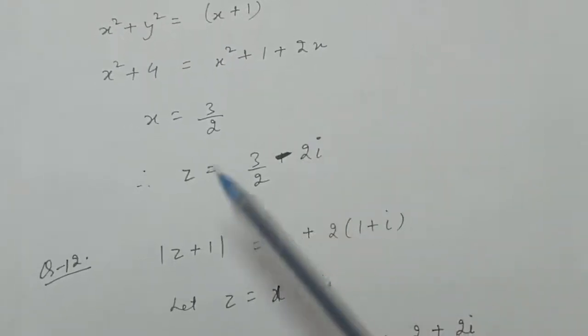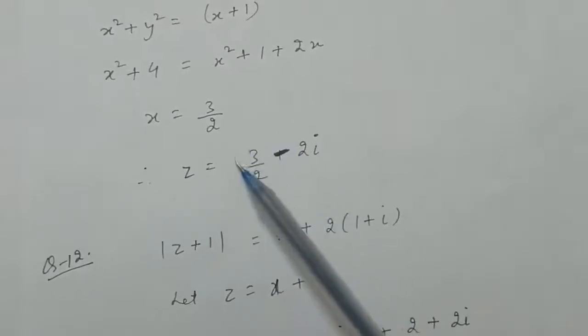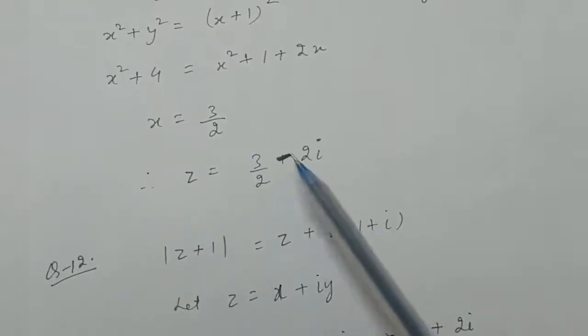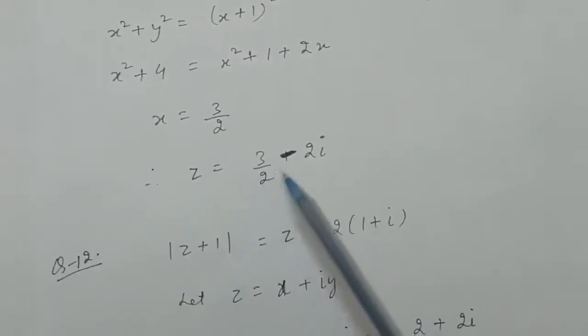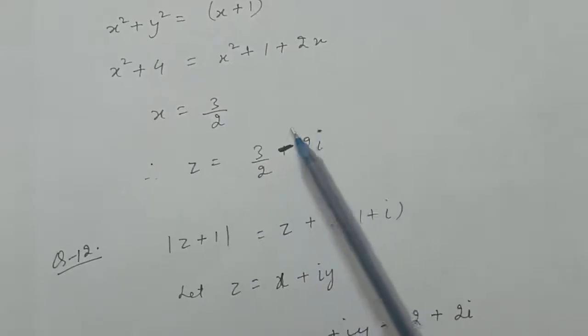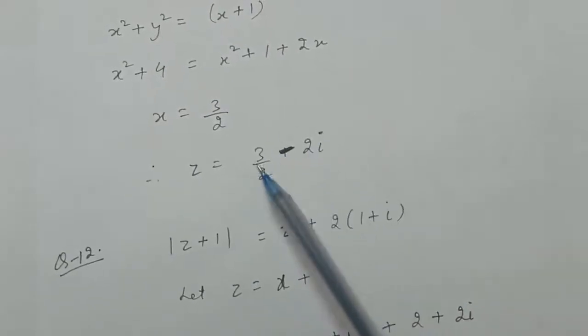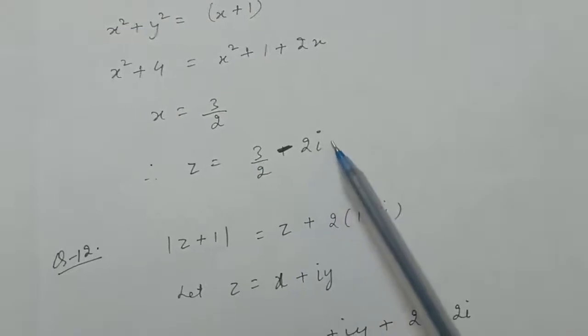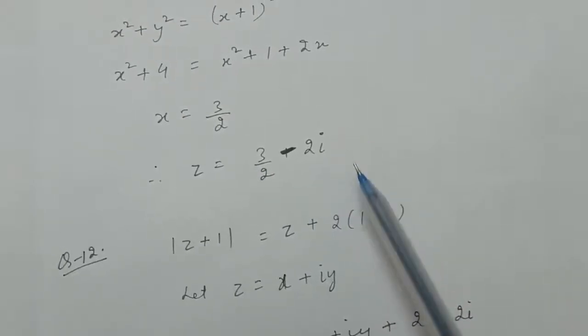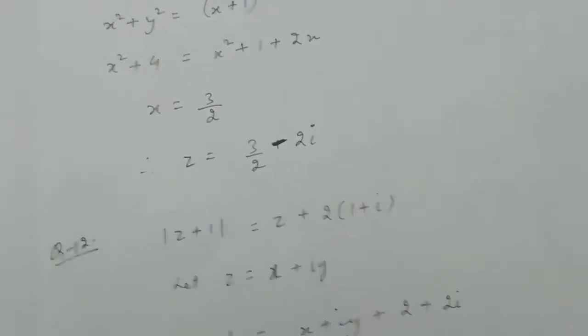Equation was in terms of z. So write down the value of z now, which is x plus iota y. So x is 3 by 2 and y is minus 2. So the answer will be this. If you do not write z completely in the last, then you will lose half marks, right?